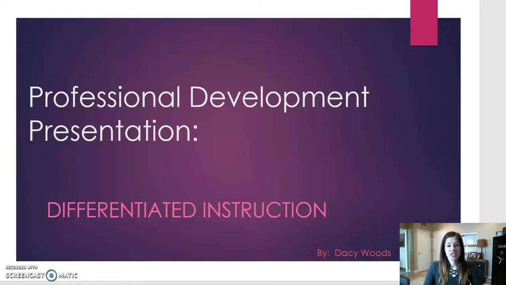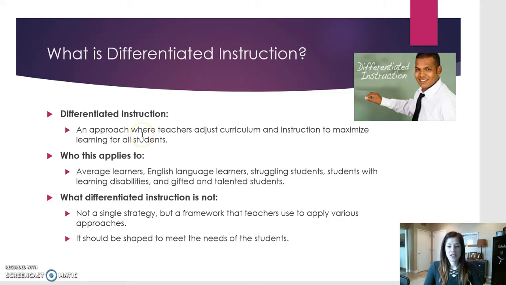Today I would like to share some information on the topic of differentiated instruction. First, what is differentiated instruction? Essentially, it is an approach that teachers take to adjust curriculum and instruction to maximize learning for all students.